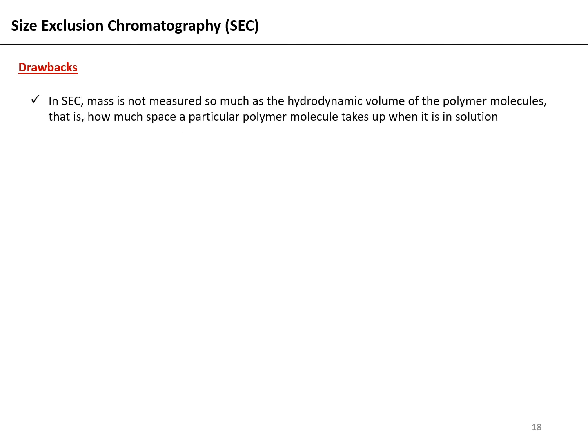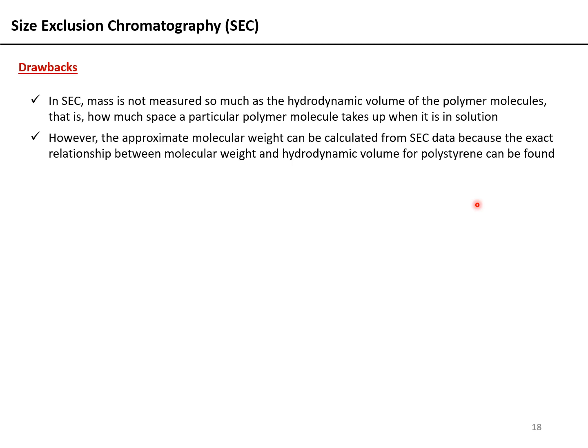Coming to the disadvantages, in SEC, mass is not measured as much as the hydrodynamic volume of the polymer molecules, that is the Stokes radius. That is how much space a particular polymer molecule takes up when it is in solution. Like I said, two proteins of the same mass might take up different volumes of space, that is, they might have different compactness, so they can be resolved on an SEC. So SEC is not a direct measure of mass. It is a measure of the compactness of a molecule and the volume occupied by that molecule.